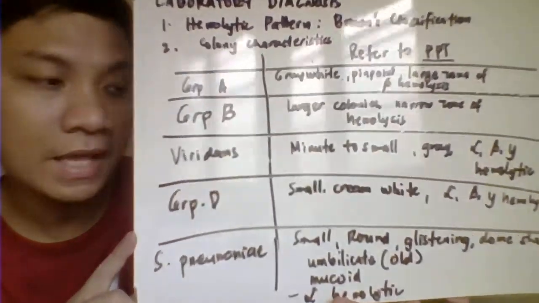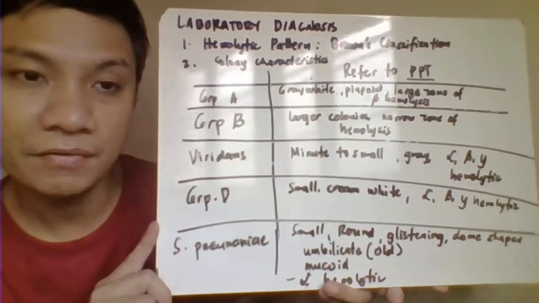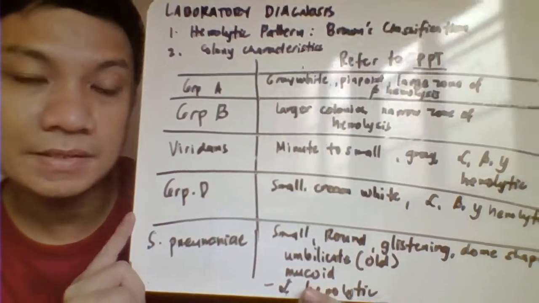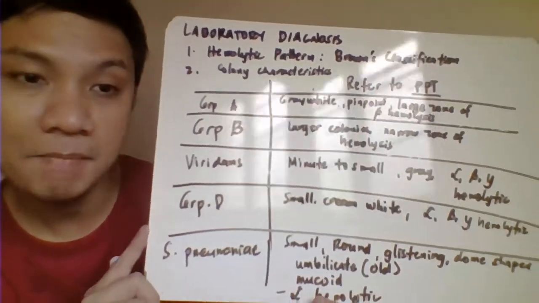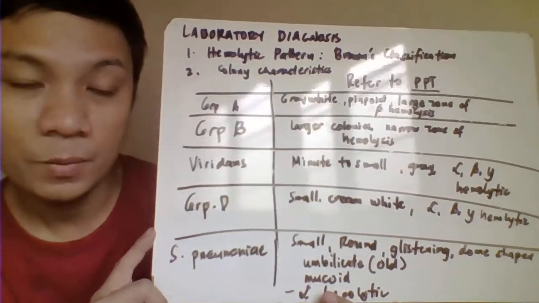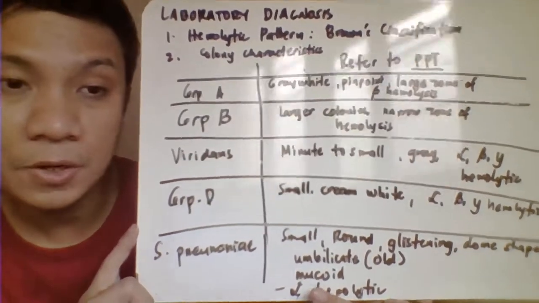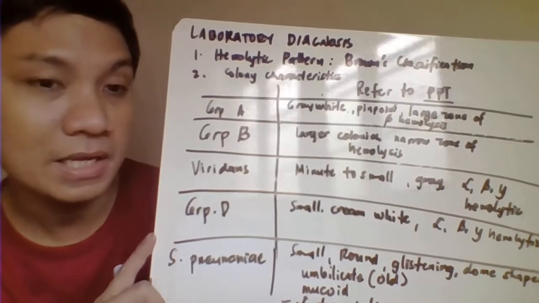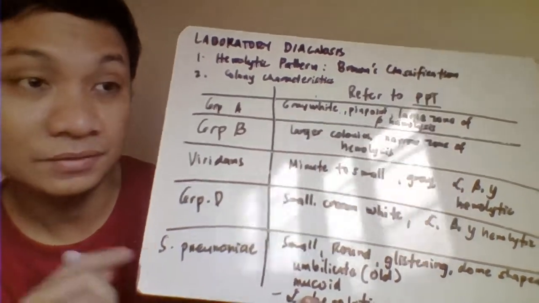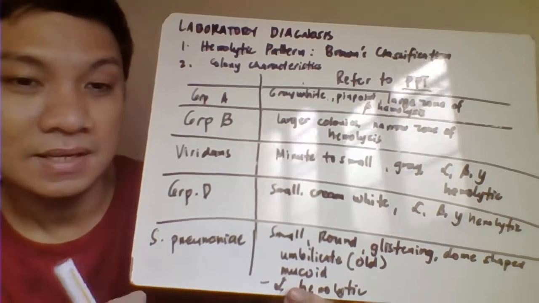Okay, now we go to the laboratory tests for us to identify the different species of strep. First we have the hemolytic pattern. We have discussed this already with the Brown's classification. So again, group A, group B, and group C are all beta hemolytic. Okay, so that's it, just a review.